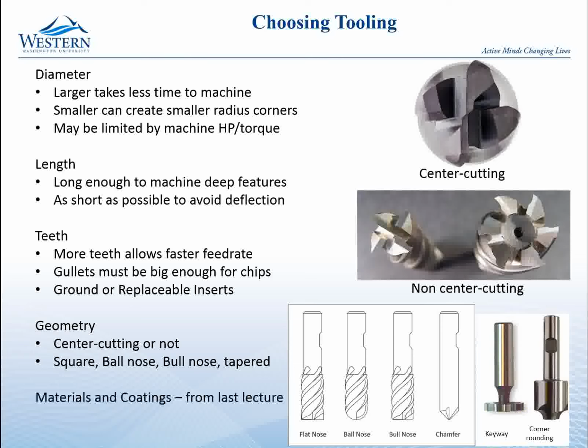All right. So finally, the last thing you have to select on tooling is to select the materials and coatings, and that is from the last lecture, so we won't go over that again.